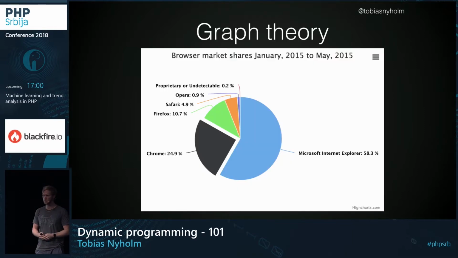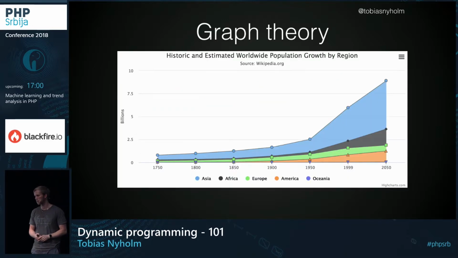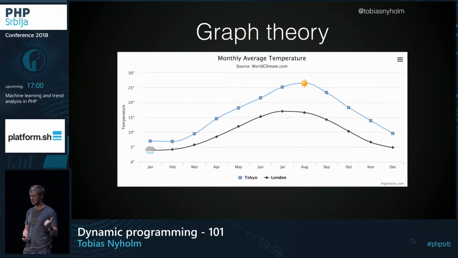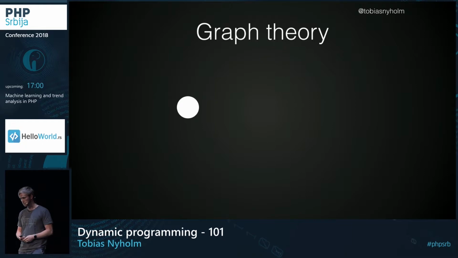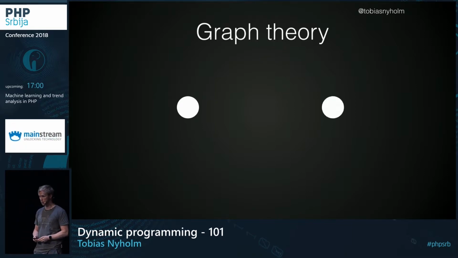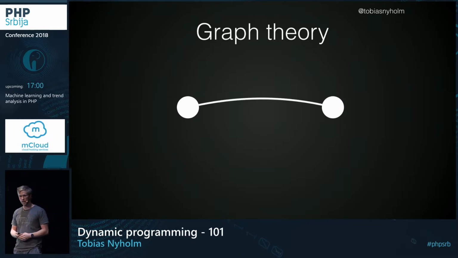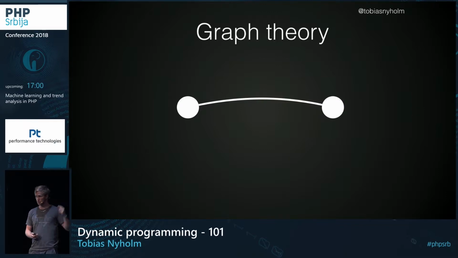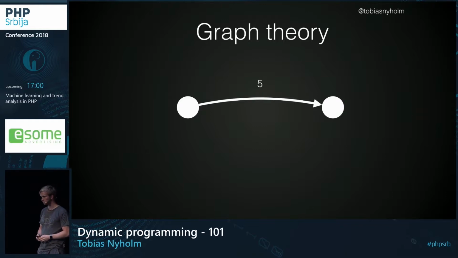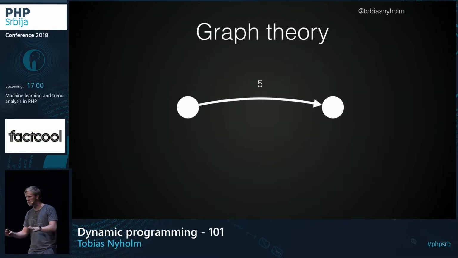The first thing you need to know about graph theory is that these are not graphs. These are charts, diagrams, data visualization images. You call them whatever, but these are not graphs. A graph has a node. A little bit more interesting graph has two nodes, and there could be an edge between those nodes. This edge could either be undirected, you can go in any direction, or it can be directed. And an edge could also have a weight. So now you know the basics of graph theory, and you know the basics of dynamic programming.